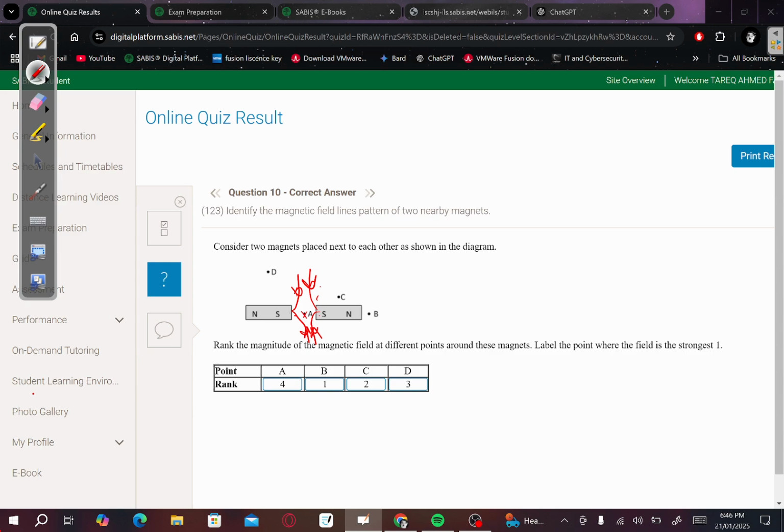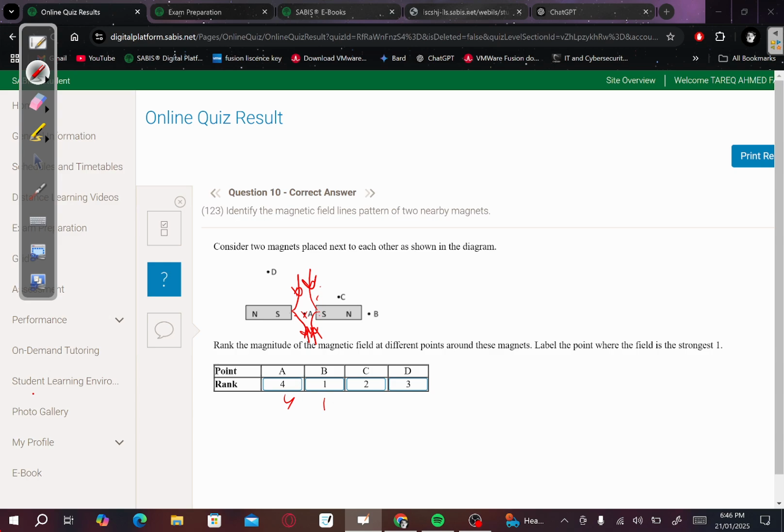It's going from N to S, so N is going to be the strongest point. So B is 1, right? A has no point. A is not magnetic at all. A is neutral. There is no magnetic field around A. So it's going to be last, 4. Right? C isn't at S quite yet.